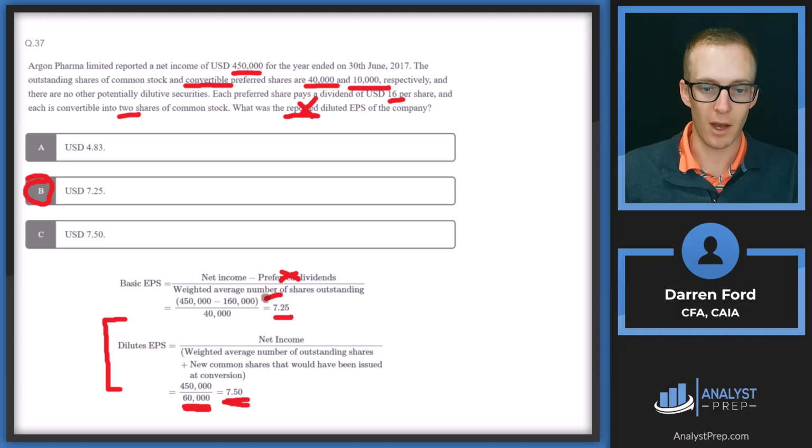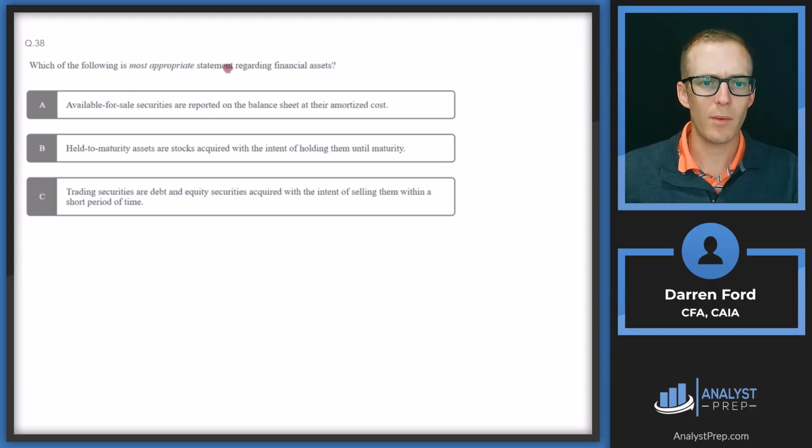And again, because we are using reported, we're going to have to report that basic EPS. And essentially what this does is it just incentivizes firms not to dilute their shares just to boost their earnings per share numbers. Answer B, which of the following is most appropriate statement regarding financial assets?